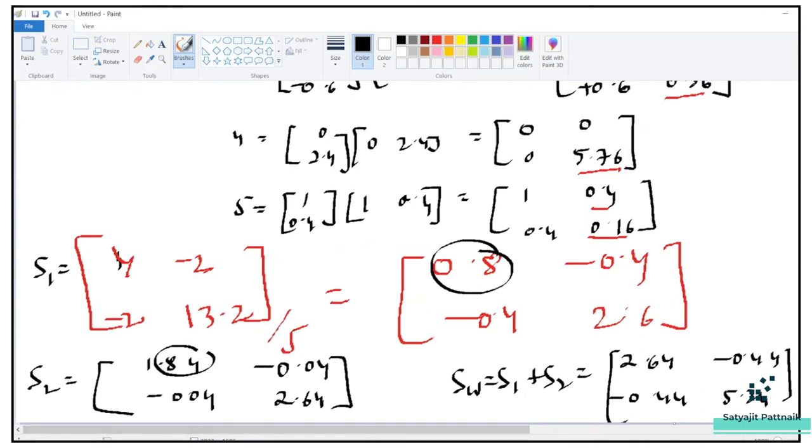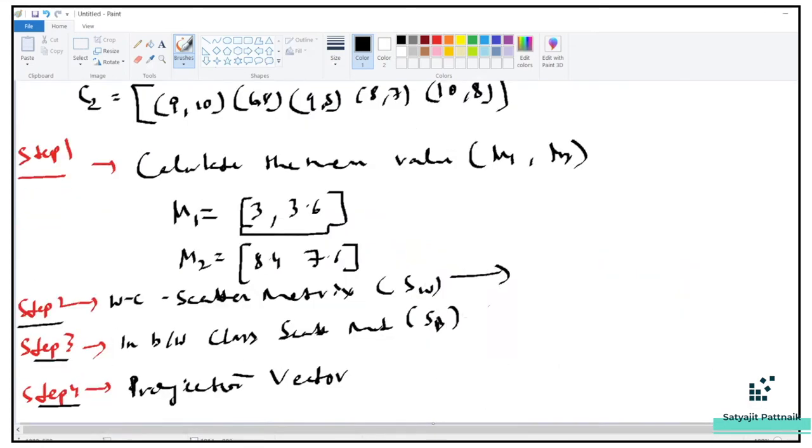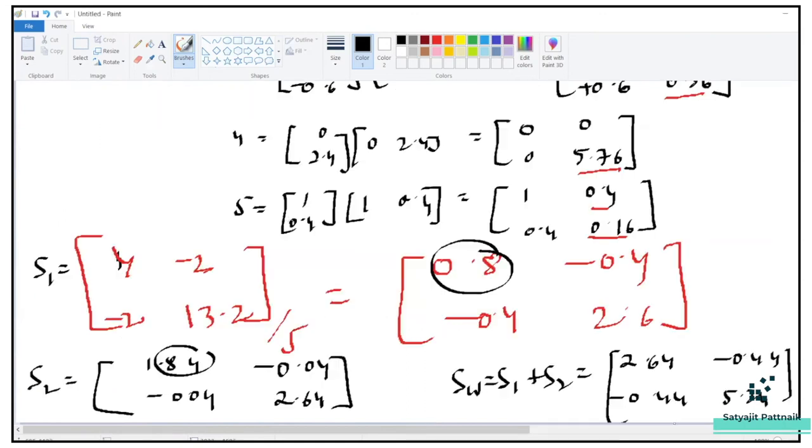Now let's move ahead to step number 3. We got this one, so let's move to step number 3, which is my between-class scatter matrix.